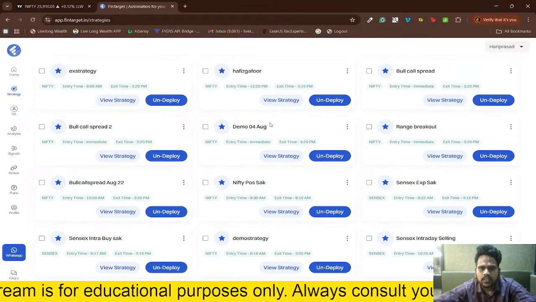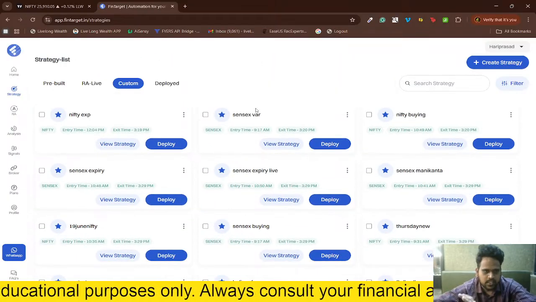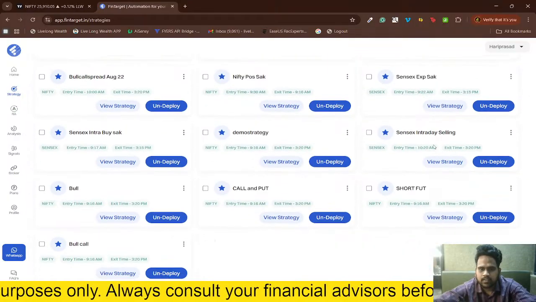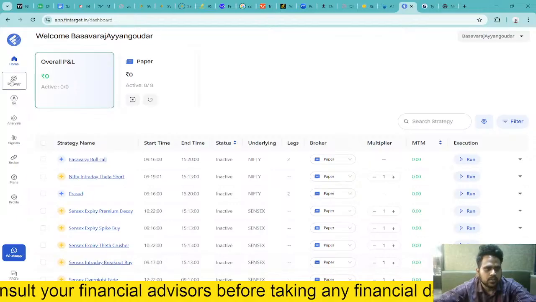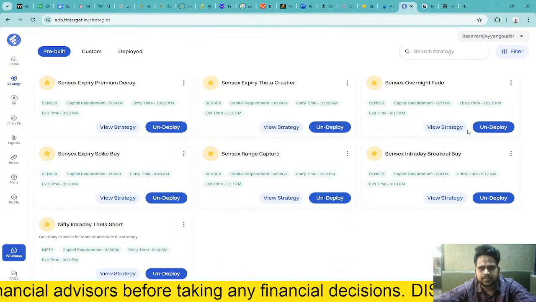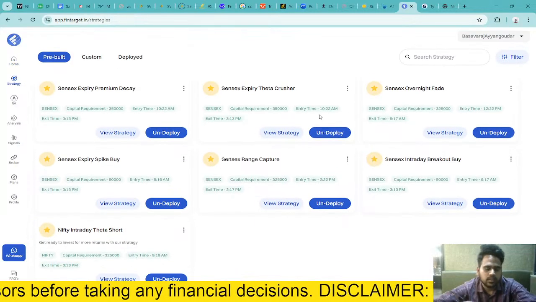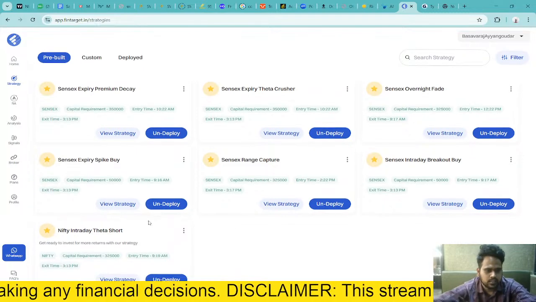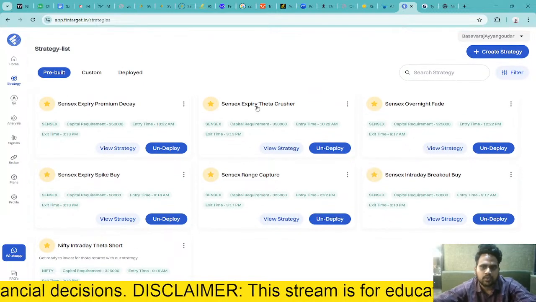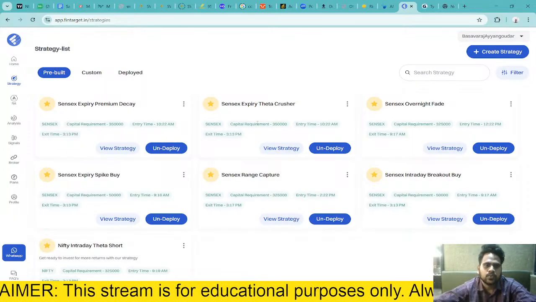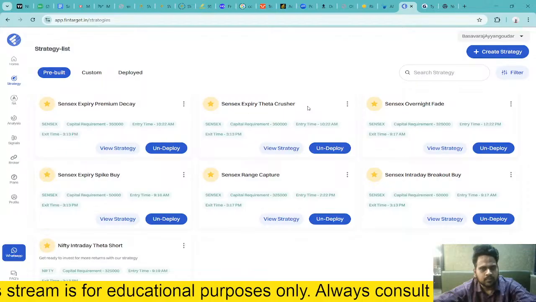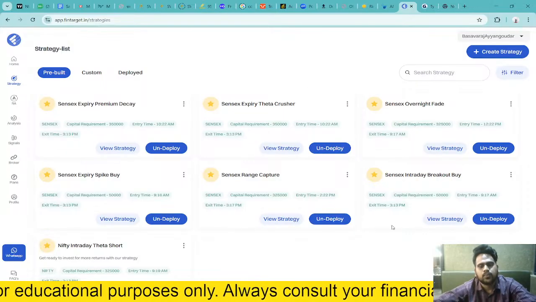Basically we have five pre-built strategies as of now. These are what we created whenever we wanted. Because of that only I have shown you over here. So these are like five, sorry, six, seven strategies, yeah, seven strategies as of now you have. You can just connect your broker and start using FinTarget. That is how it will help you.